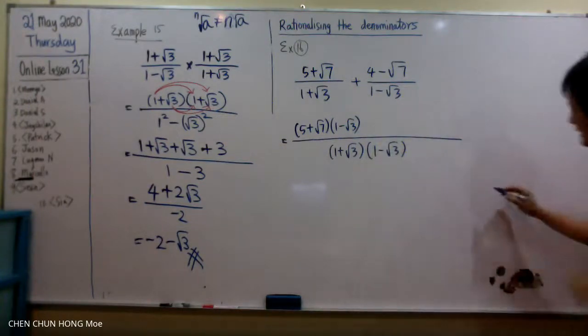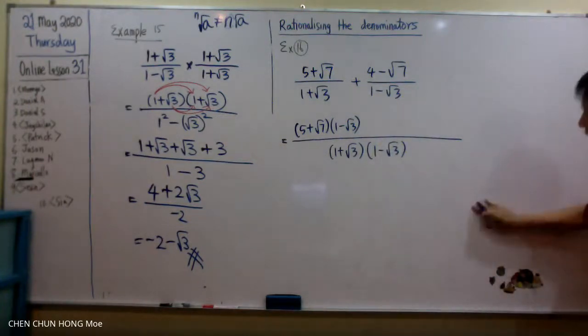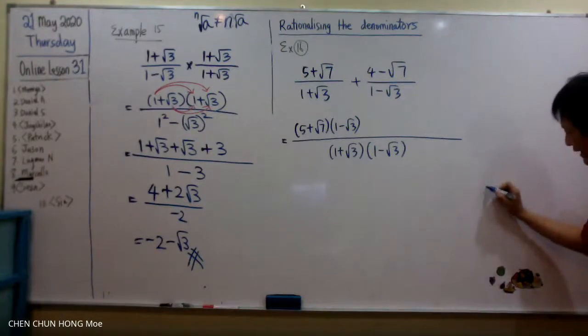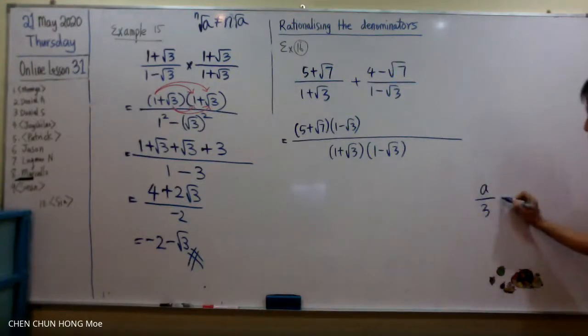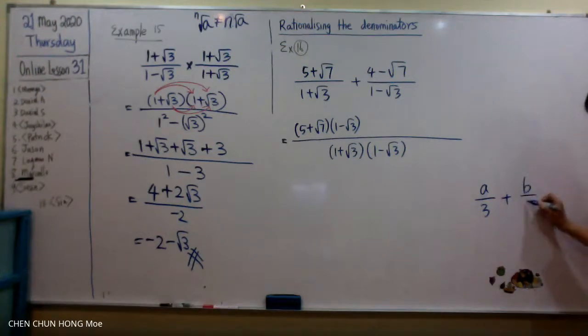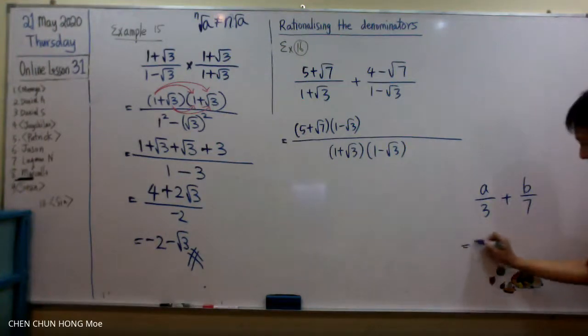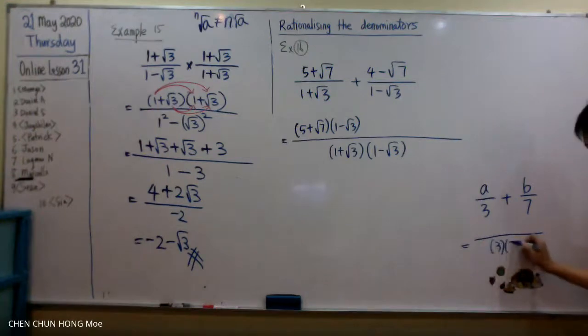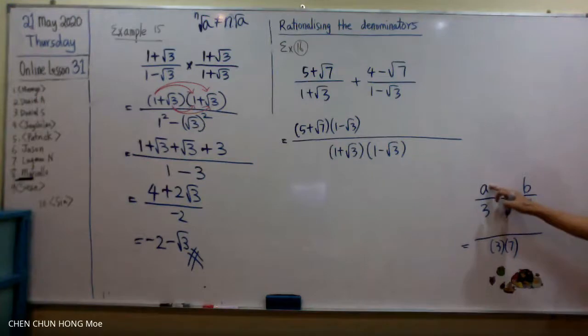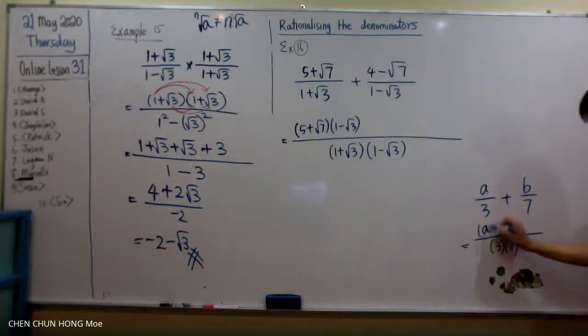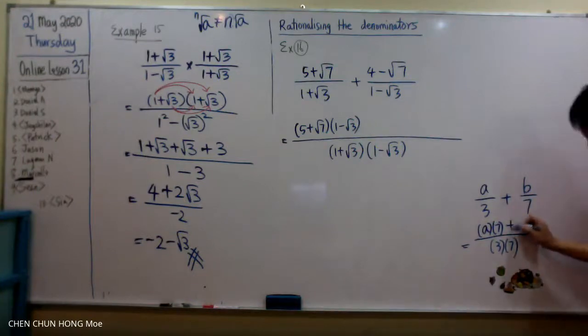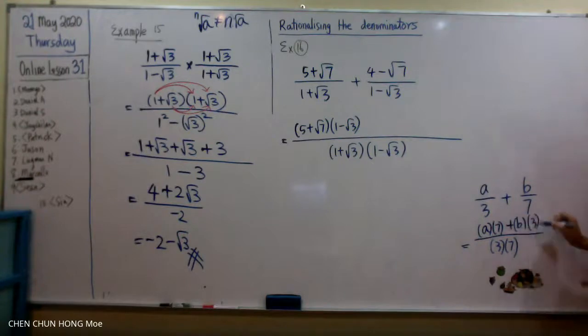It's like you have A over 3 plus B over 7. Now, if you multiply 3 by 7, you have to multiply this also by 7, right? And plus, you have to multiply this by 3, as if you are doing for an ordinary fraction.